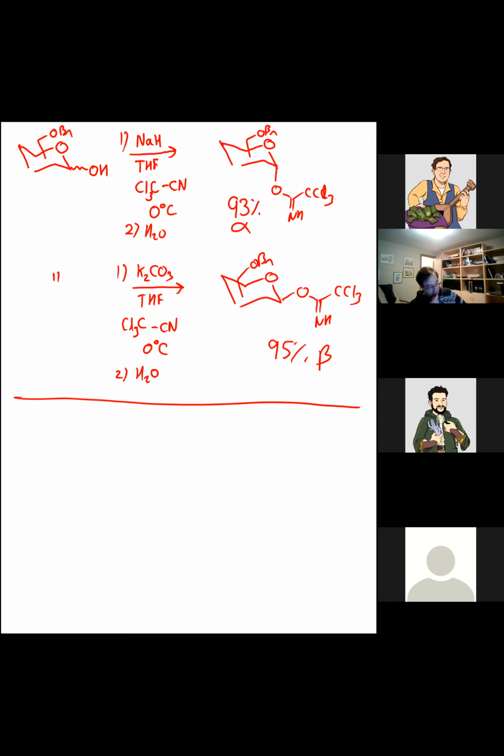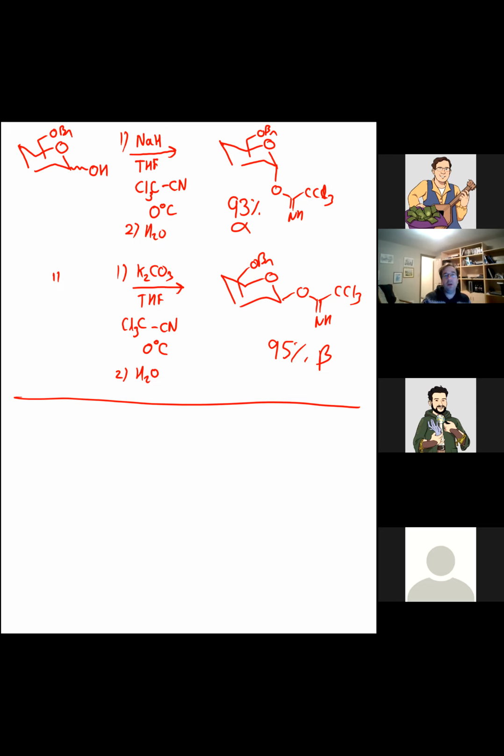Does one chelate somehow? Nope. Good guess, but no. Is there a difference in the strengths of those bases? Sodium hydride is stronger. Yeah, that's it. Sodium hydride is stronger. So that's the information you need.